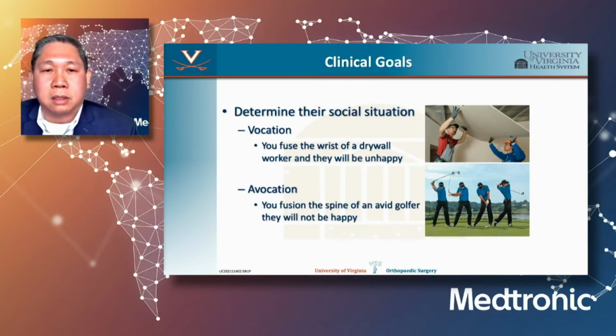When I was a resident, my hand surgeon mentor would tell me that if you fuse the wrist of somebody who works on drywall, they'll be unhappy, because on the picture on the right, you'll see that in order to plate sheetrock, you really need to extend your wrist. Well, if you have a patient who's a very avid golfer, if you do a thoracolumbar fusion on them, the loss of rotation will make them unhappy if they're not aware of that. So I think it's really important to understand what their goals are and what they want to get back to.